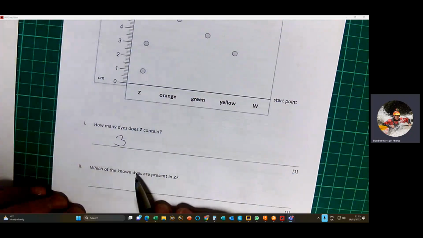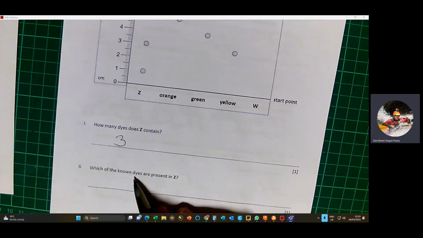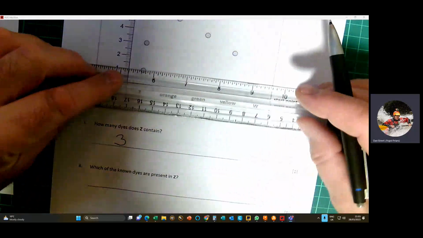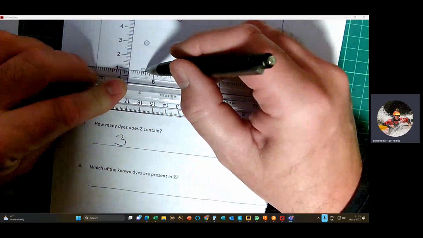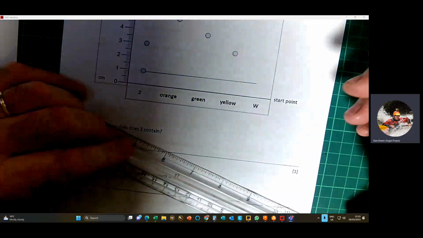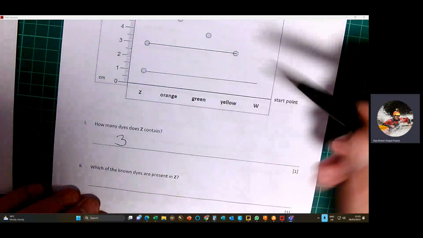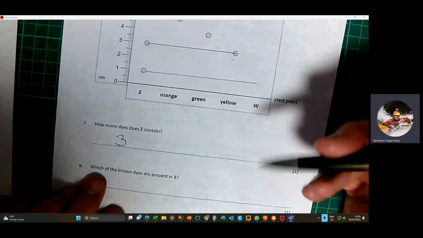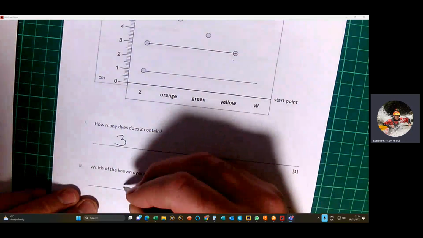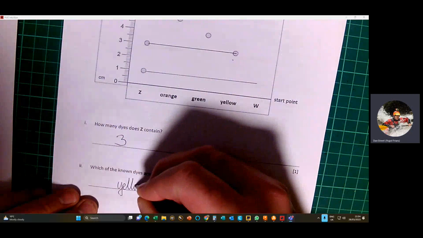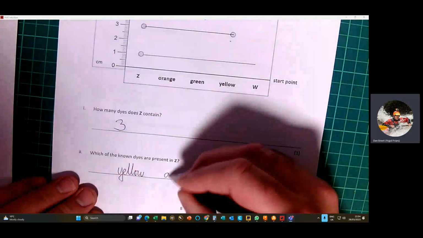Which of the known dyes are present in Z? Okay, now to get an accurate answer for this, what we need to do is take our ruler and rule a line across level with each of the 3 dyes that are present in Z, and that tells us that 2 of these dyes match with known colours, the yellow and the orange. Okay, so which of the ones are present in Z? It's the yellow dye and the orange dye.